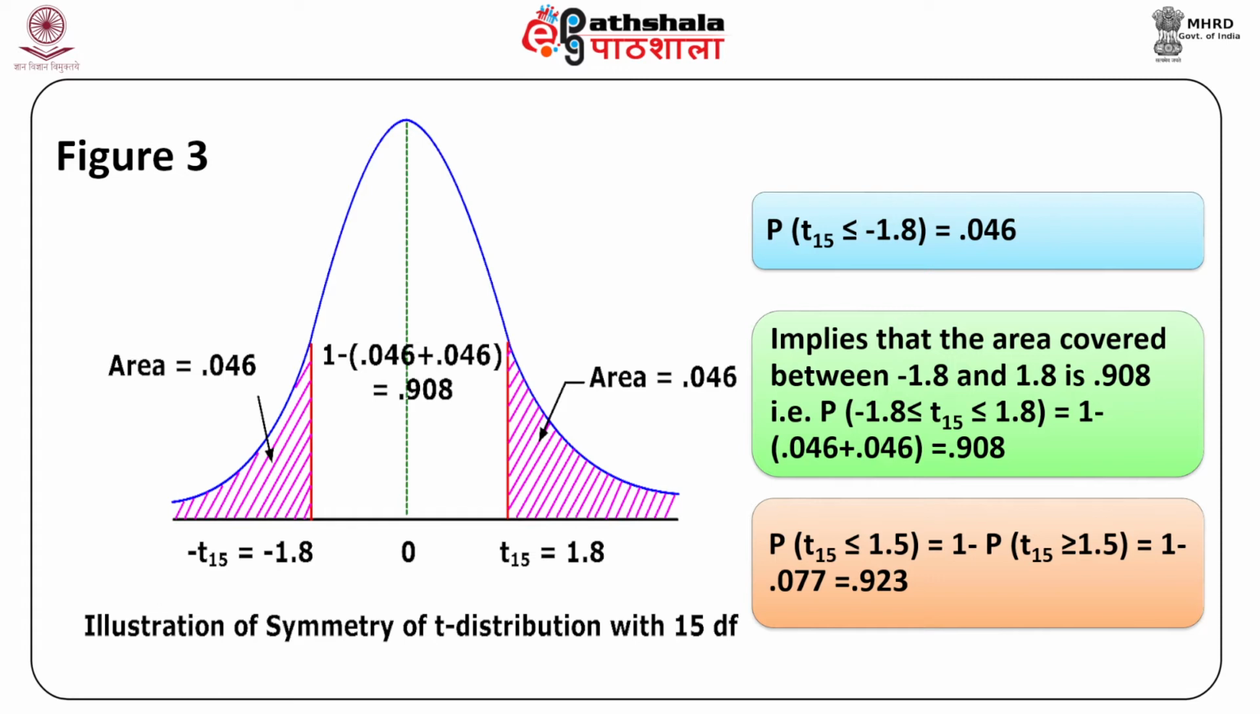For example, suppose we want to find out probability that T15 is less than or equal to 1.5. Now this is equal to 1 minus probability of T15 greater than or equal to 1.5, and is equal to 1 minus 0.077, and therefore comes out to be equal to 0.923.